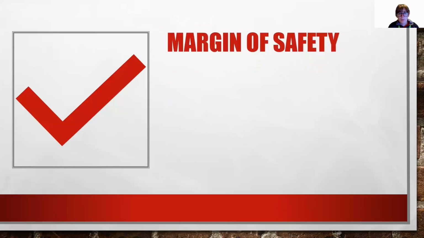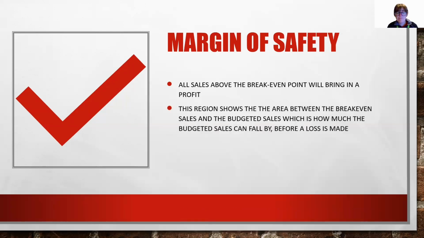Margin of safety. Well, what is it? Well, all sales above the break-even point are going to bring in a profit for us. This region, which we know as the margin of safety, is going to be between the break-even sales and the budgeted level of sales or current level of sales, as we may refer to it, which is how much the budgeted sales, current sales level, can actually fall by before the business actually begins to make a loss. This can then be added to the target profit.